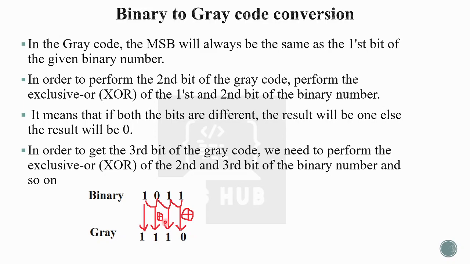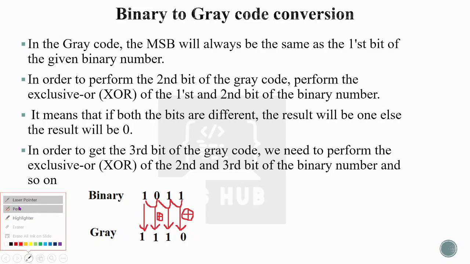To get the third bit, we have to perform the XOR operation of the second and third bit of the binary number. XOR of 0 and 1, we get 1. Then to get the fourth bit, we have to perform the XOR of the next two bits, 1 and 1. So there is no difference, and our value will be 0. Binary 1011 is converted to gray code, and our code is 1110.